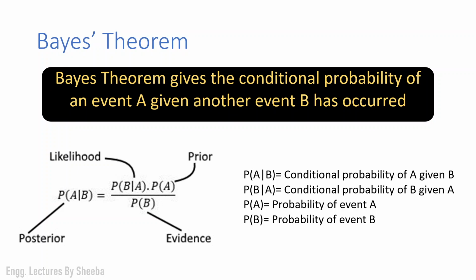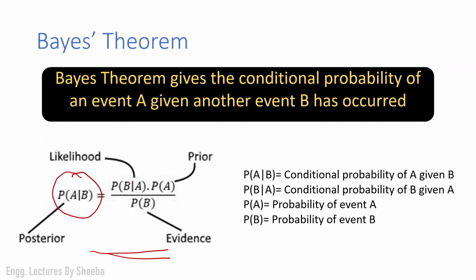So this I have already explained by means of tossing the coins. So this is the equation for finding the probability. You can see here this probability of A given B. So probability of A given B is nothing but a conditional probability. Given B, something is given, that is, a condition is given. So that is why it is called conditional probability. So probability of A given B is the conditional probability of A given B has already occurred.